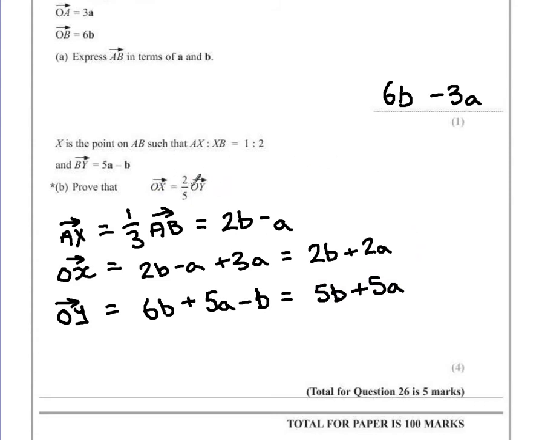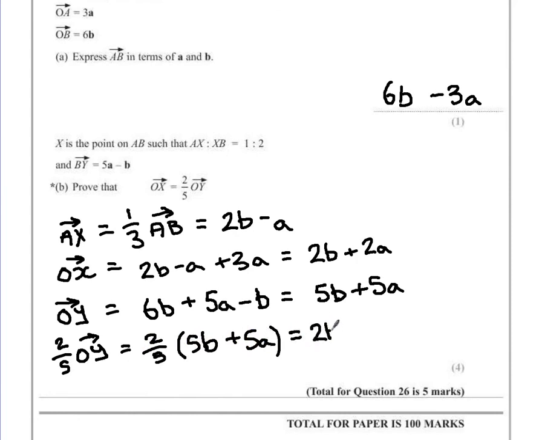So, to prove that they have this relationship, let's find out what 2/5 of the vector from O to Y is. So we're going to find 2/5 of the vector 5B plus 5A. Well, 2/5 of 5B is 2B. 2/5 of 5A is 2A. And that shows that these are identical vectors.